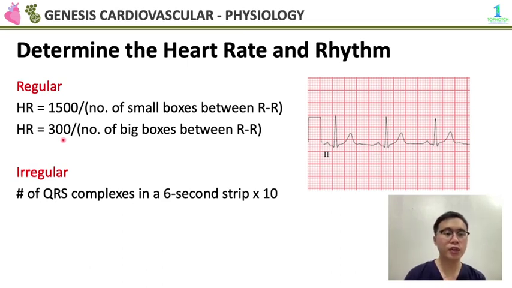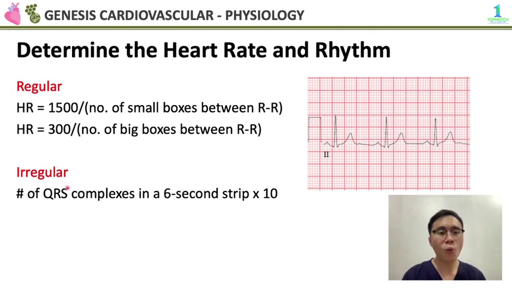Alternatively, we can do 300 divided by the number of the big boxes between R to R. Ilan ba yung big boxes dito? So, 1, 2, 3. Tapos, merong isang alanganin, no? Pwede natin pag-combine. 4. Sige, tansyahan na lang. Nagmamadali ka kunwari. 300 divided by 4 is 75. Right? So, kita nyo, hindi naman siya earth-shattering difference. 71, 75. You get the point.